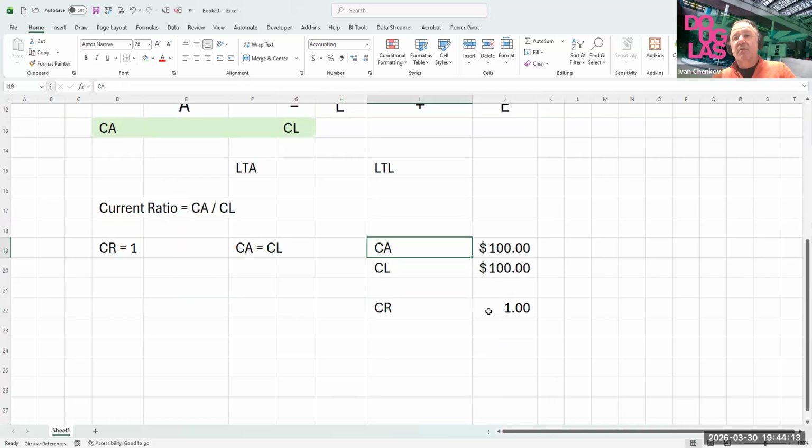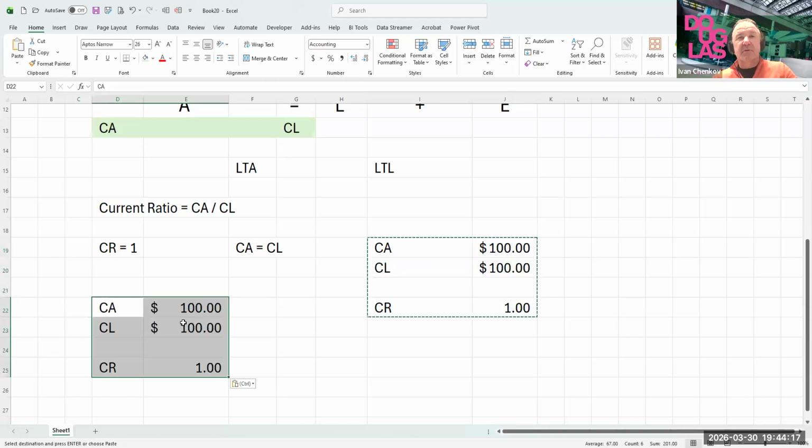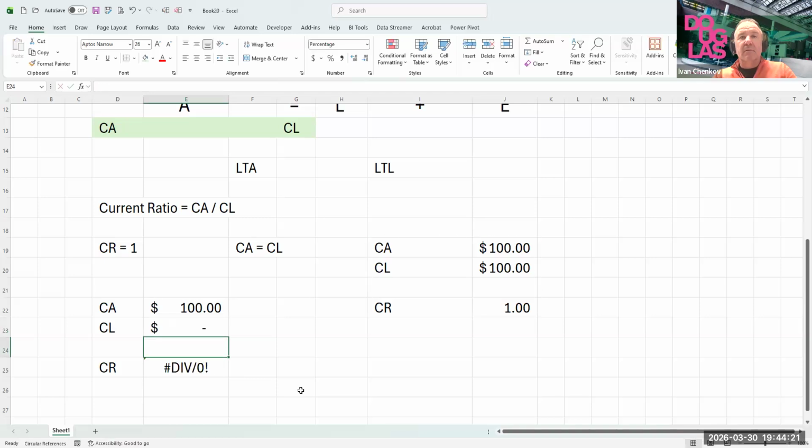Is it possible for that number to go below 0? Let's play with the numbers and see, is it possible? If the current liabilities are 0, then what will that number be? It's not going to be 1. It's going to be 100? No, it's not going to be 100. That will be hard to imagine, but basically you don't have liabilities.